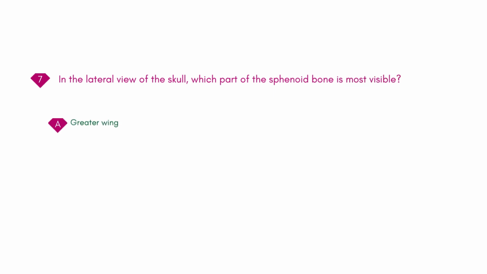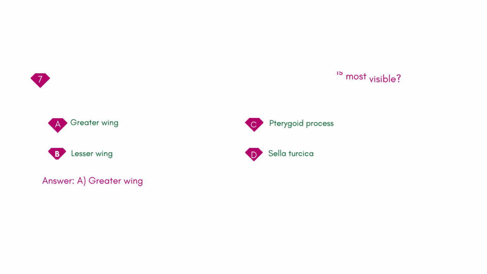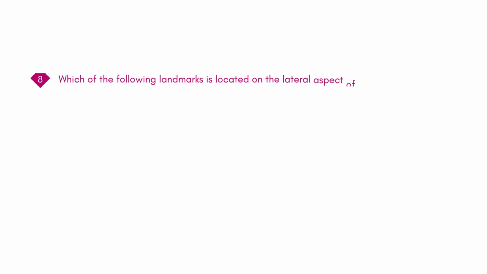In the lateral view of the skull, which part of the sphenoid bone is most visible? A. Greater wing. B. Lesser wing. C. Pterygoid process. D. Sella turcica. Answer: A. Greater wing.